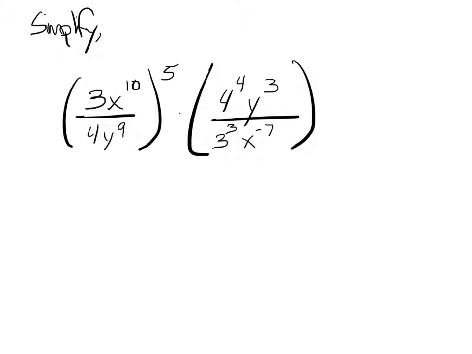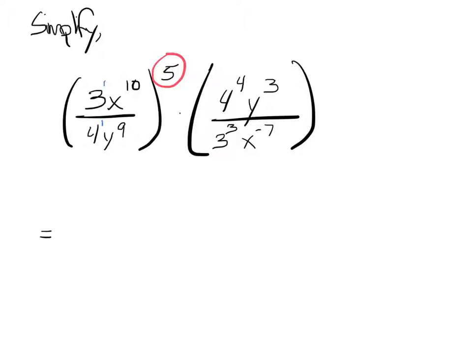Alright, we're being asked to simplify after we multiply this algebraic expression. First thing we're going to do is take care of this exponent right here, and we're going to apply that to each of the factors inside the parentheses. What that does is it multiplies all the existing exponents by 5, and importantly for 4 and 3, I'm going to think of it as a 3 to the 1 power and a 4 to the 1 power.